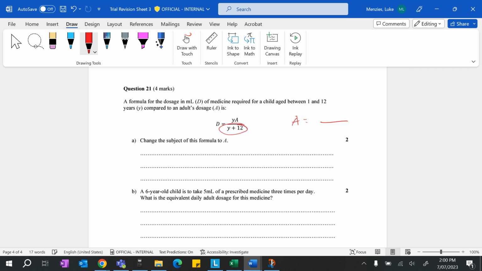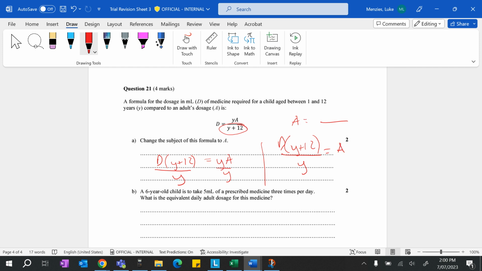Now we've got to get rid of this bottom. And the way we do that is multiply both sides by it. I'm going to say D outside of Y plus 12. I can't do them individually. I have to take them as one whole thing. Is equal to YA. And now how do you get rid of the Y? You divide both sides by Y. And so therefore you've got D(Y plus 12) over Y is equal to A.